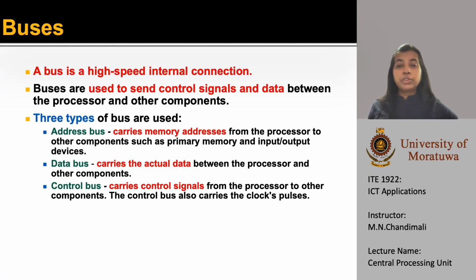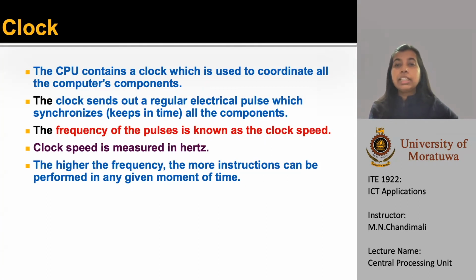This control bus also carries the clock pulses. The clock sends out a regular electrical pulse which is used to synchronize all the components. The frequency of the pulse is known as the clock speed, and the clock speed is measured in Hertz. Clock speed is used to measure the number of cycles that the CPU executes per second. So, the higher the frequency, the more instructions can be performed in any given time. In modern CPUs, the speed is measured in gigahertz.